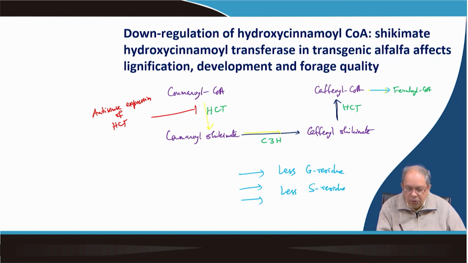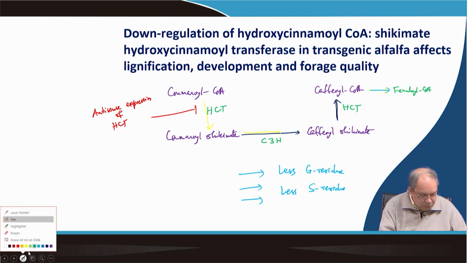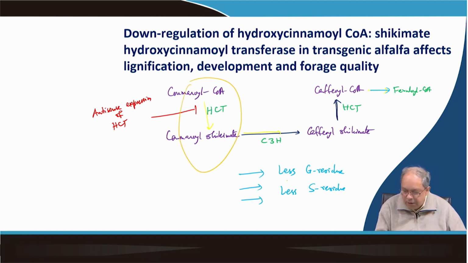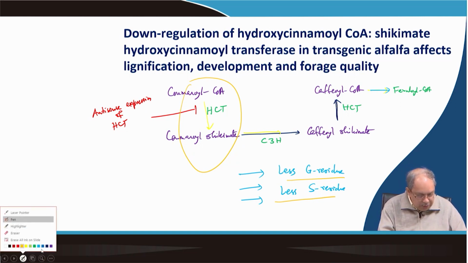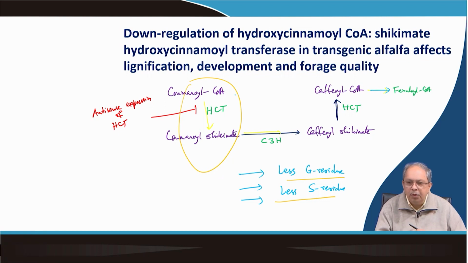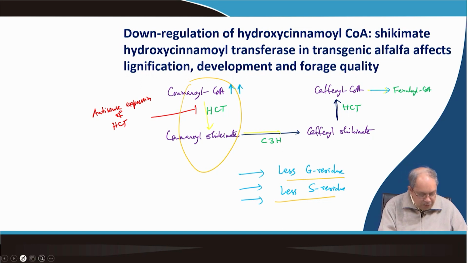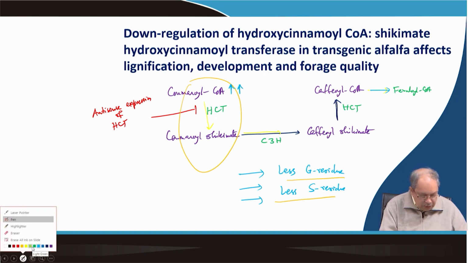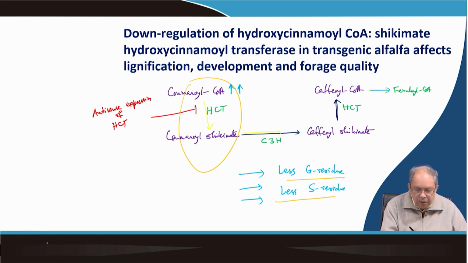So, all routes go through this, and if you make changes here, then obviously this will be affected. So, the lignin content is significantly suppressed, that is the outcome. But one more thing you have to understand, that you are allowing in this way to accumulate more of paracoumaroyl CoA. So, the paracoumaroyl CoA level will be enhanced.